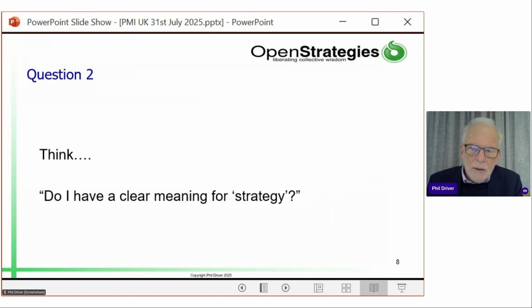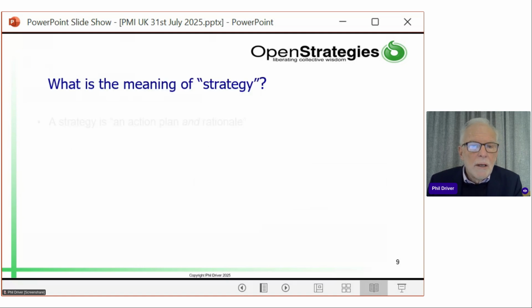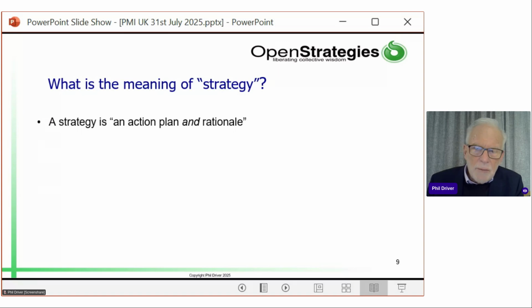And again, I'll give you my answer, or an answer that really works for me. And it's this one. It's an action plan and a rationale. And I credit Professor Freek Vermeulen at London Business School for that statement. Now, that statement probably works for everybody.